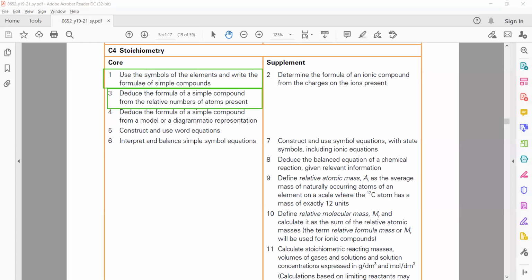So if I give you a structure, for example, I'll Google one quickly now, and then I'll just copy and paste it in.